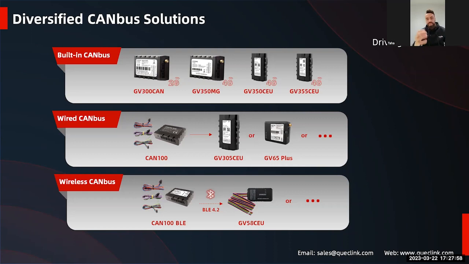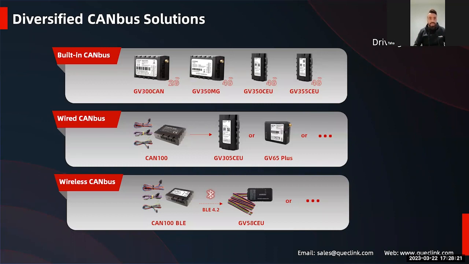So we give them a cost-effective device, for example, the GB58CU, and sometimes they have a sudden project where they still have stock and want to use a CANbus system. So we provide an external CANbus solution like the CAN100 BLE that can be connected through BLE with the GB350CU.